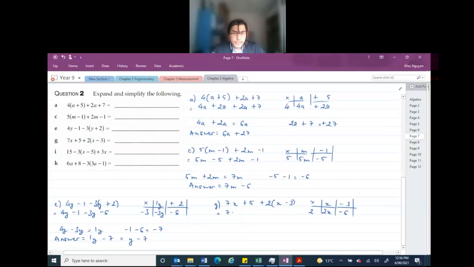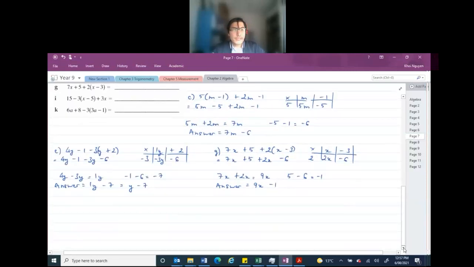Rewriting this, we have 7x plus 5 plus 2x minus 6. Collecting the like terms, 7x plus 2x, that's going to be 9x. 5 minus 6, that's negative 1. And the answer then is 9x minus 1.